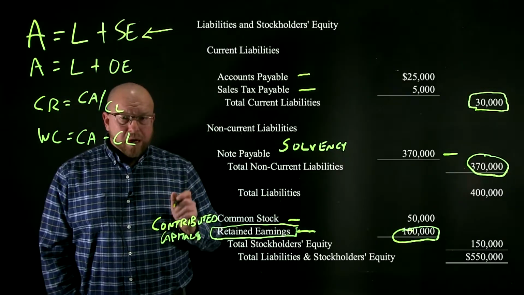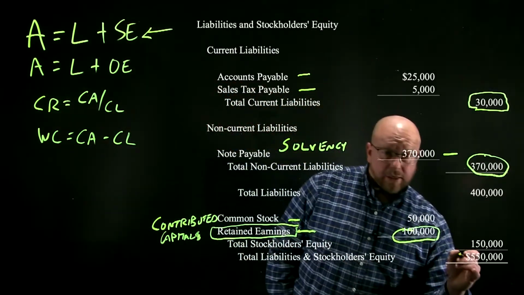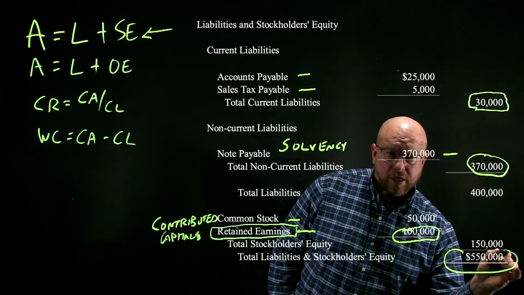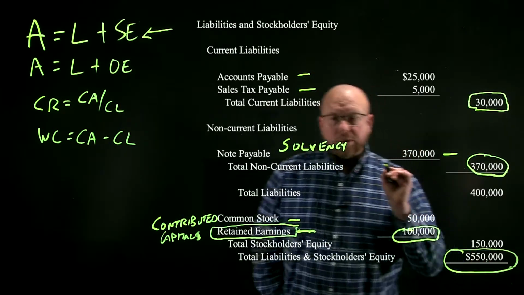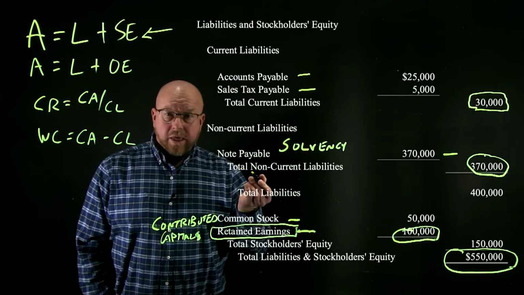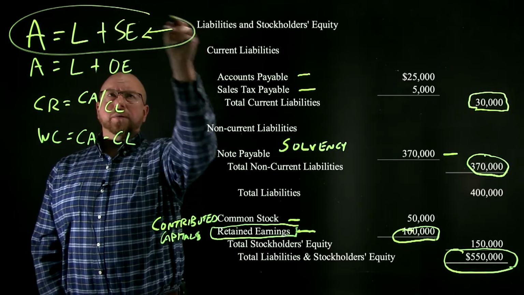Now, you might remember that total assets were $550,000. Guess what? Total liabilities plus total stockholders' equity also equals $550,000. It's called a balance sheet. That's how it balances, if assets equal liabilities plus stockholders' equity.